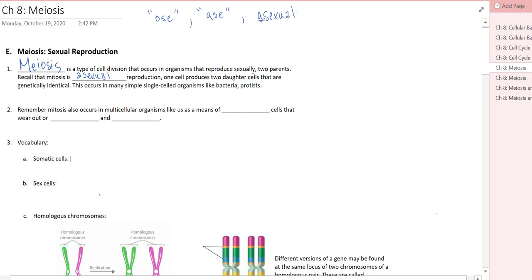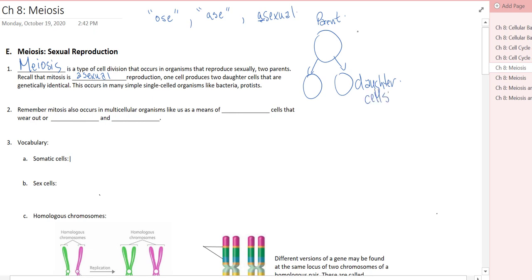So essentially, asexual reproduction is you've got one cell, so a parent cell, right? So we might call this the parent cell, and that parent cell divides, producing two new daughter cells, and that is the function of mitosis.